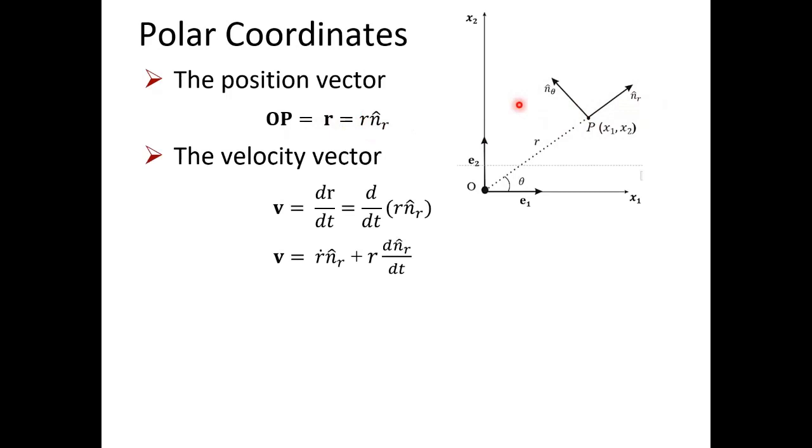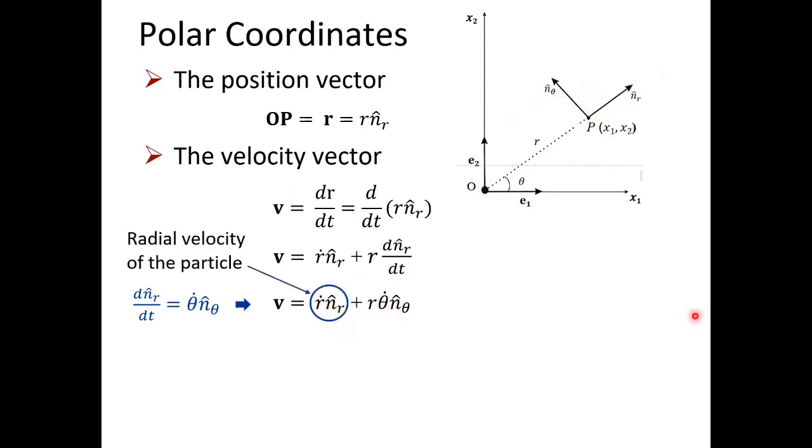Then the velocity becomes r dot n hat r plus r dn hat r over dt. And we just found that dn hat r over dt is theta dot into n hat theta. Therefore, the velocity is r dot, that is the velocity component in the n hat r direction, and this r theta dot is the velocity component in the n hat theta direction. So these are the two components of velocity.